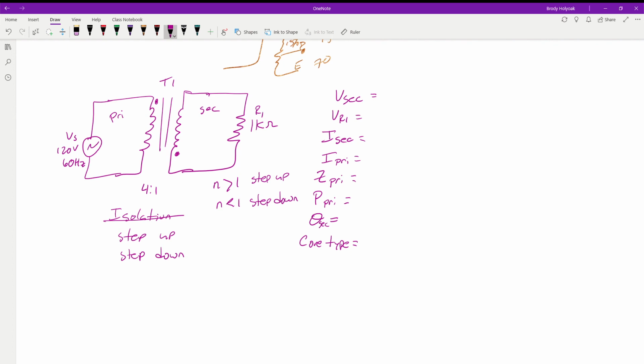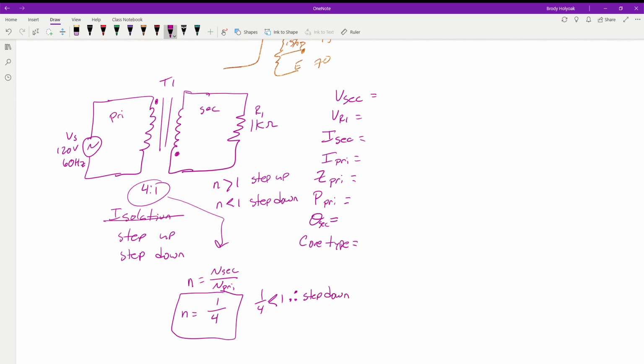Okay, so remember the formula. N is equal to the number of turns in the secondary over the number of turns in the primary. And we get that information from right here. So N is equal to the number of turns in the secondary, which is 1, over the primary, 4. So we have 1 over 4. This is our turns ratio. 1 over 4 is less than 1, so therefore it's a step down.